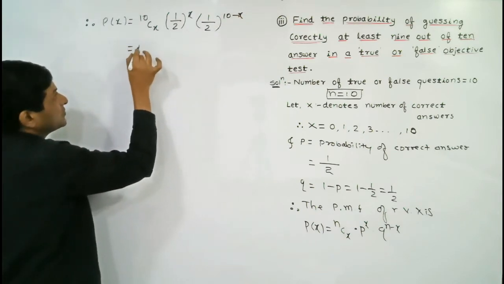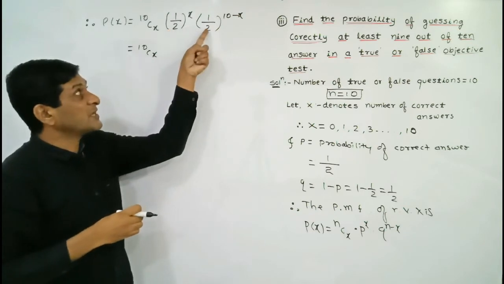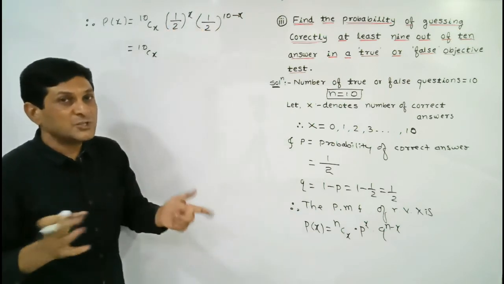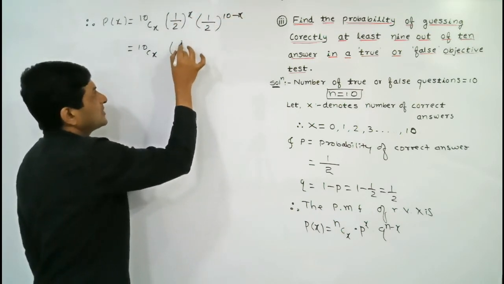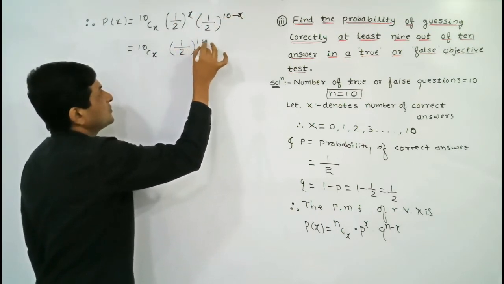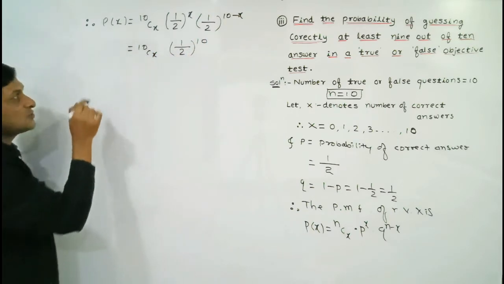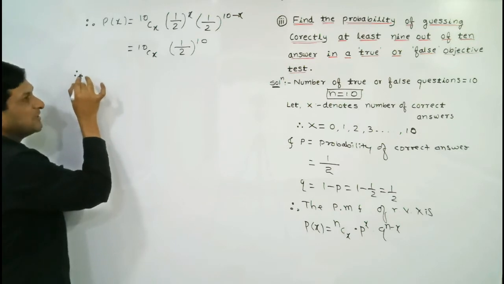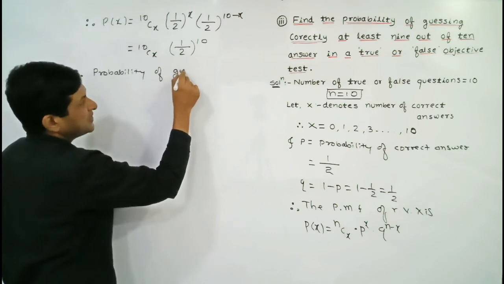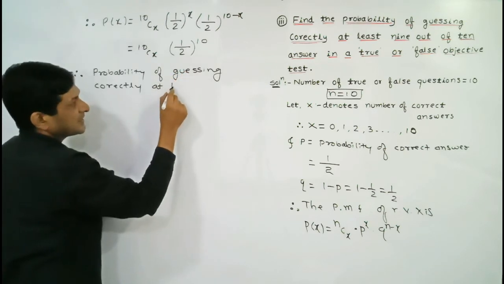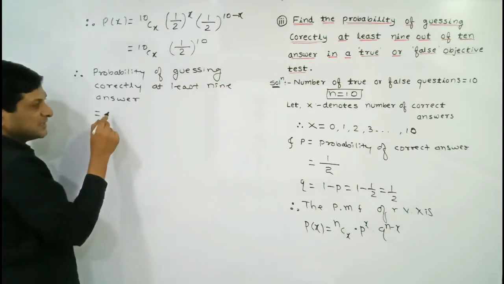So which is equal to 10Cx. Keep it as it is. Here we can observe that the bases of both the terms are what? Same. So that's why we are taking the addition of powers. If we are taking the addition of powers, plus x and minus x will get cancelled, and what result are we getting? 1 by 2 raised to power 10. In this way we have got the value of p of x. Once the value of p of x is known to us, then find our required probability. So therefore the probability of guessing correctly at least 9 answers is equal to what?